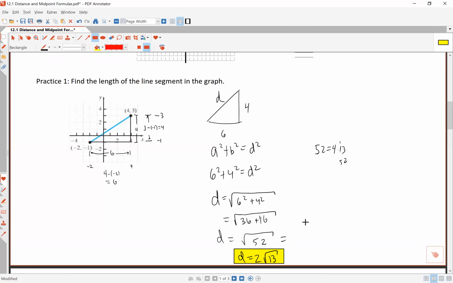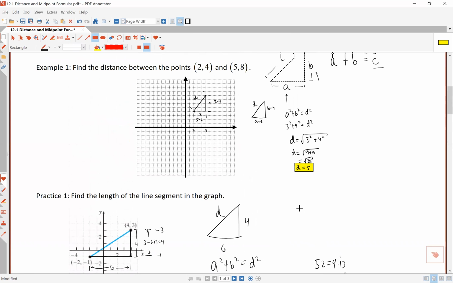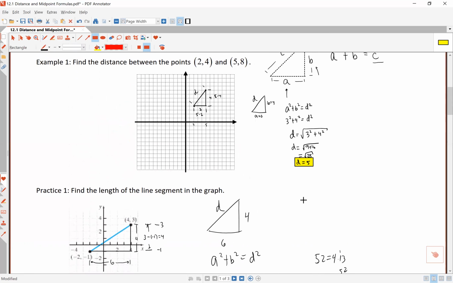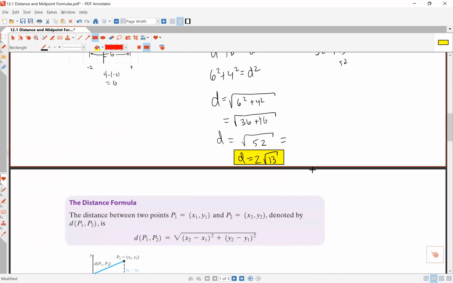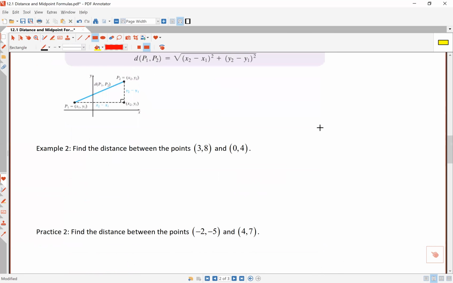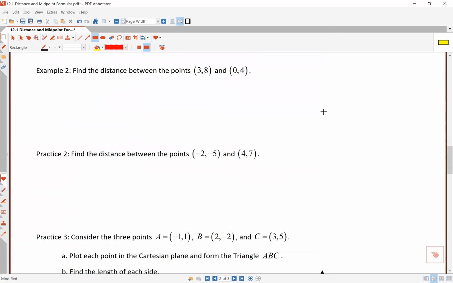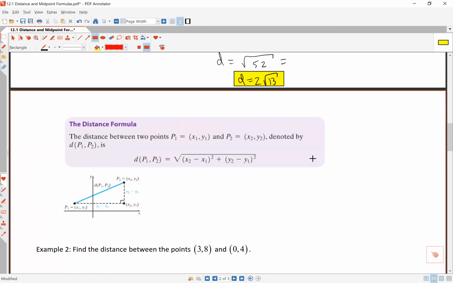Now, these two problems were nice and easy for the Pythagorean theorem to be used because the grids were given, the coordinate plane was given, and the points were plotted for us. And so if that's not the case, if we just want to find the distance between 2 points and we don't want to have to draw the coordinate plane, we want a formula for this.